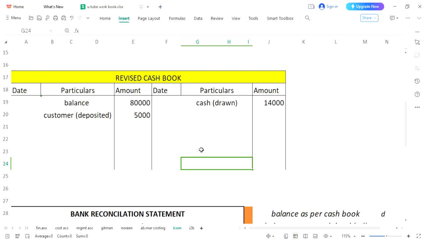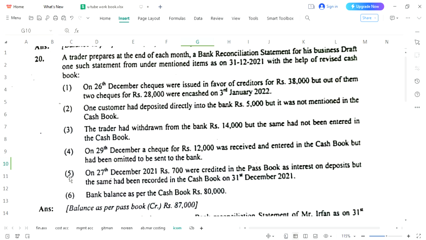Alright guys, now we are going to see the 5th entry. On 27th December, 700 was credited in the passbook. As you know, whatever you do in the passbook, the opposite would be entered in the cash book. And you can see what an interesting entry it is. A good practice for your brain. But the same had been recorded in the cash book on 31st December. Look at here. The entry has been credited in the passbook and in the cash book as well. So what is the mistake?